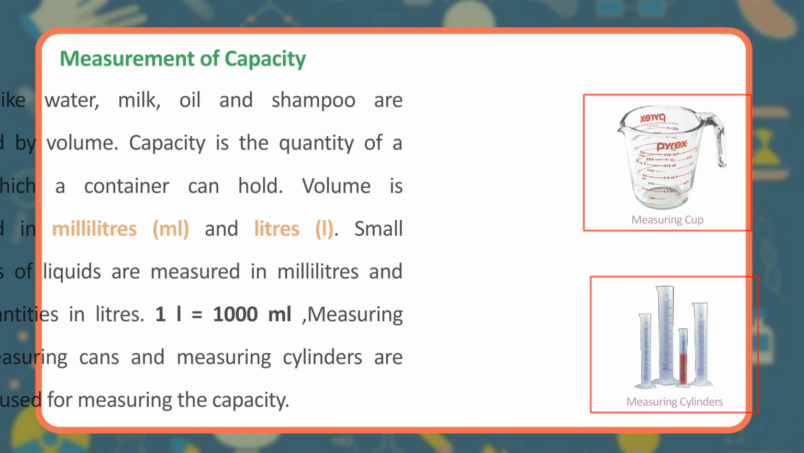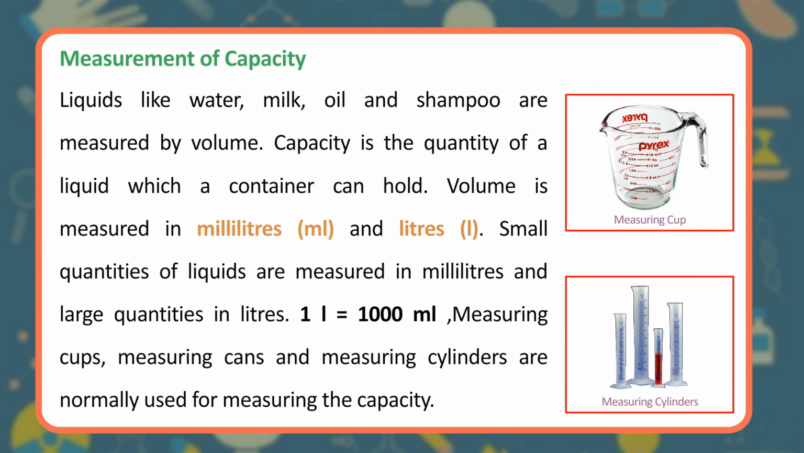Measurement of capacity. Liquids like water, milk, oil and shampoo are measured by volume. Capacity is the quantity of a liquid which a container can hold. Volume is measured in milliliters, ml, and liters, L. Small quantities of liquids are measured in milliliters and large quantities in liters. 1 liter equals 1000 milliliters.